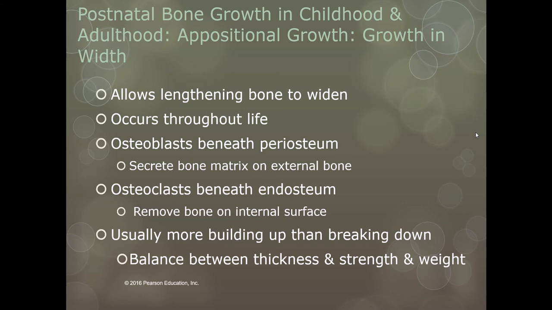And as we get wider on the outside of our bones, on the inside around the cavity, around the endosteal surface, the osteoclasts will remove the bone so that the bones don't get really thick. So as the bones grow wider, the medullary cavity itself also goes wider. Typically throughout childhood especially, there's a lot more building up than breaking down, but mostly it's about striking a balance. We want the proper thickness, we want the proper strength in our bones, but we also don't want them really heavy.